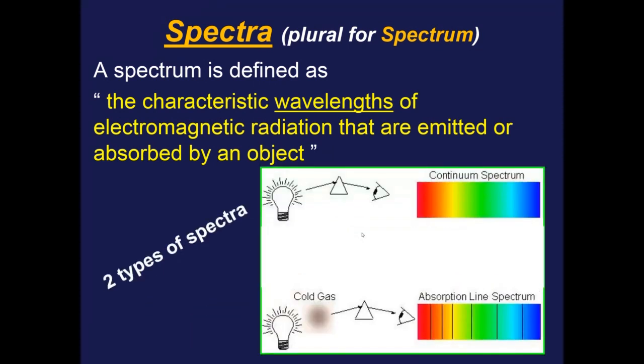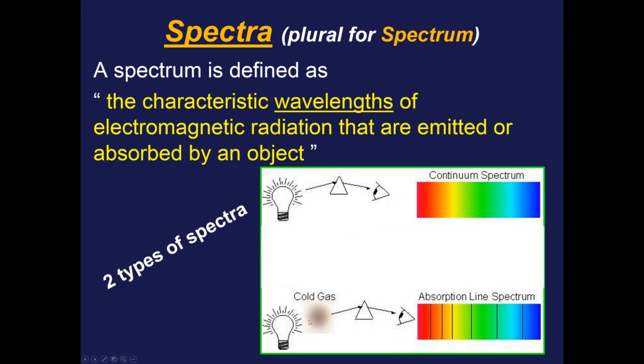So there are, broadly speaking, two kinds of spectrum. If you look straight at a light bulb and you pass that white light through a prism, you will see that that white light is actually a whole spectrum of light, all the colors of the rainbow and more. And it is continuous. You've got red, you've got orange, you've got yellow, you've got green. It is continuous. So it's called a continuous spectrum or a continuum spectrum.